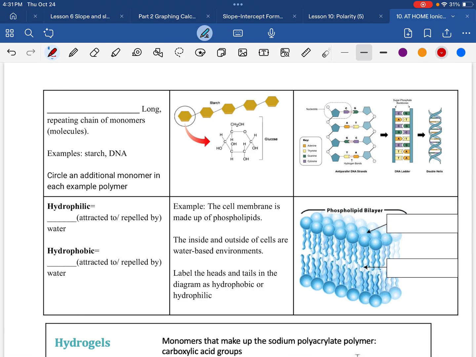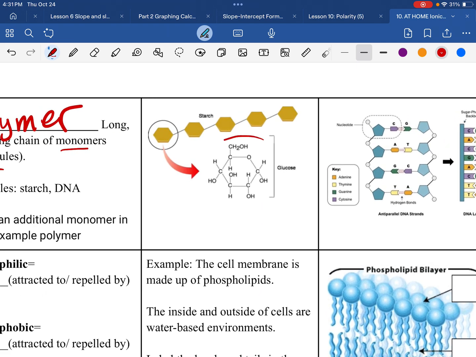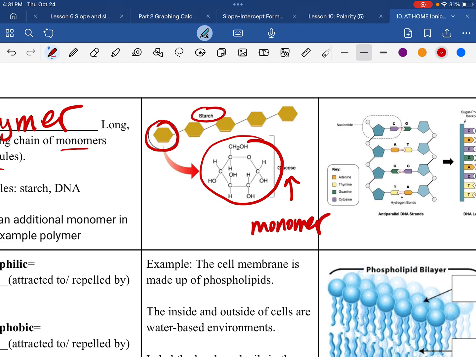Another term we're going to write here is what a polymer is. A long repeating chain of monomers, of molecules. So we have some examples. Starch. Starch is a repeating chain of glucose molecules. So here's a picture. Each glucose molecule is represented as a hexagon because it's a hexagonally shaped molecule. And it's big long chains of those. So the monomer in this case is glucose, and then the polymer is the starch.